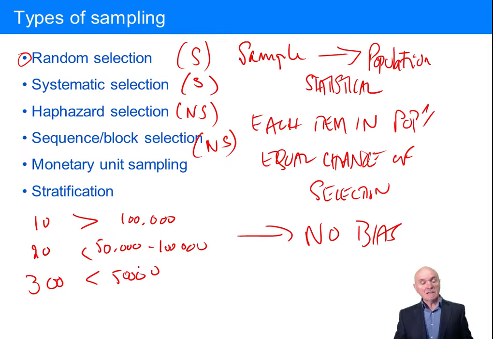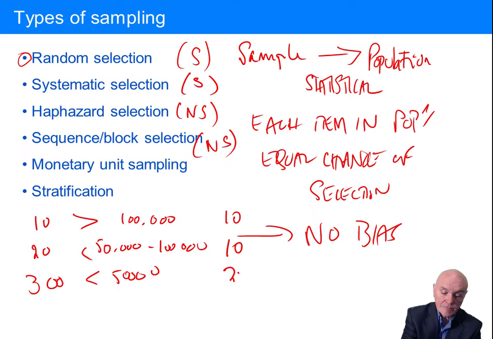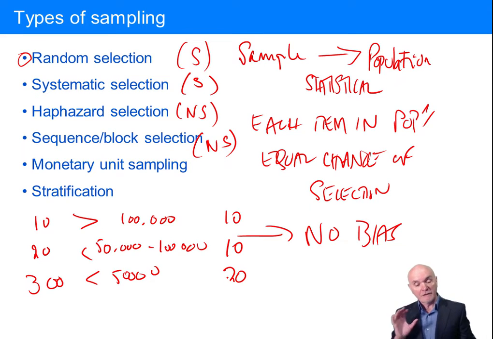So what stratification does is to say, right, I will maybe sample all of those, and then I will maybe sample half of those, and then maybe I'll sample 20 of these. So a sample is going to be 40 items, but we're ensuring we get all the really big ones. Is this valid statistically or not?